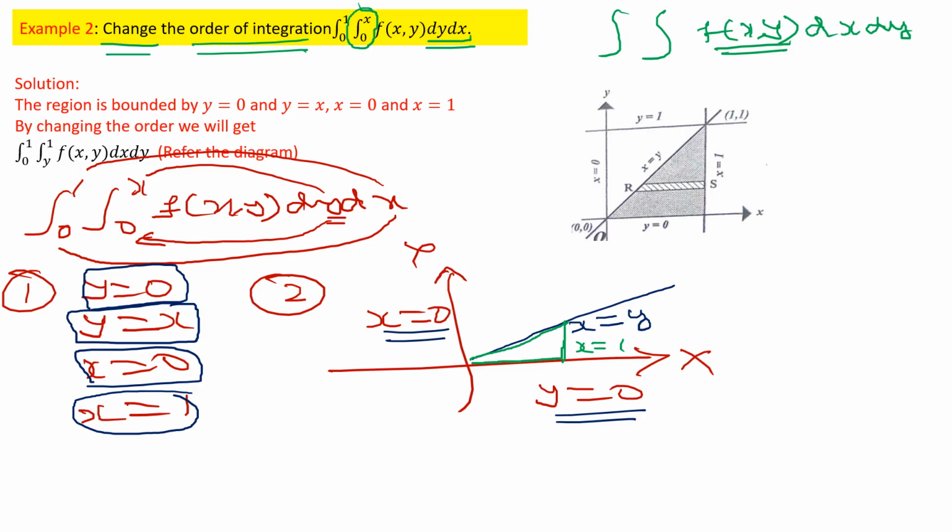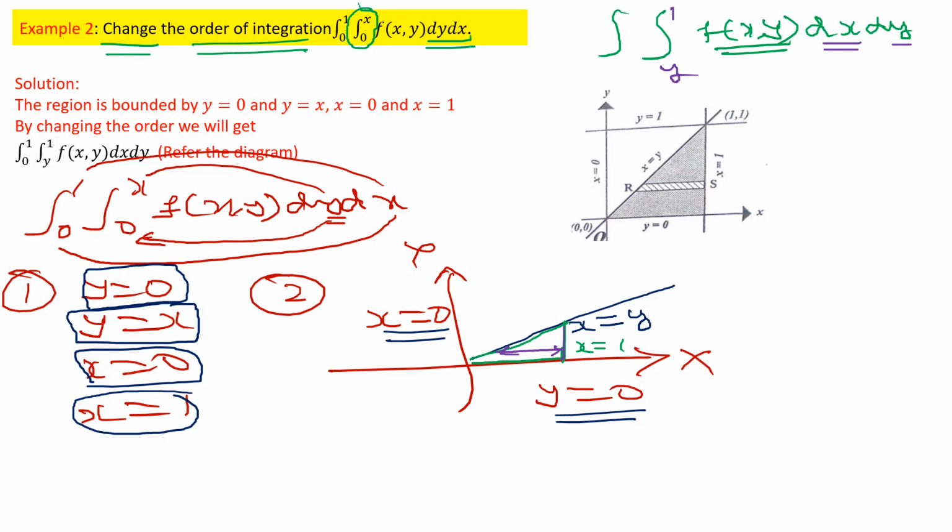How to find the new limits? After changing the order, see the innermost variable. What is the variable here? X. So you have to draw a line which is parallel to the x-axis. The left side touches x equal to y, so here my lower limit is y. Then the right side touches this line, so here my upper limit is 1.